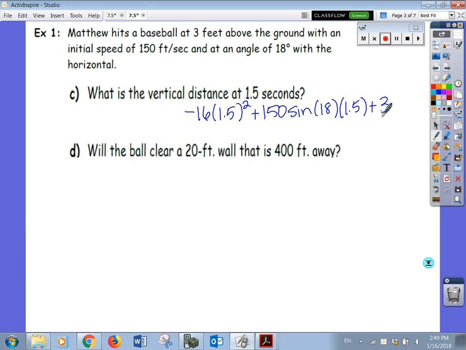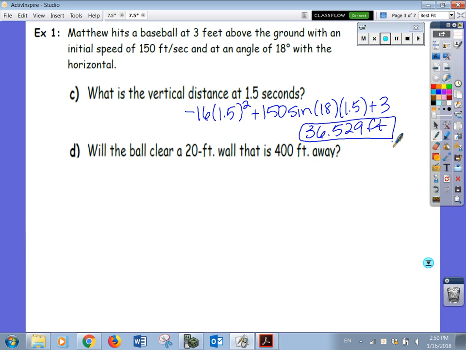You could put it into y equals, go to your table, put it into y equals, do your ask function if you know how to use that, or just plug it into a blank screen. You can store x as 1.5 and type in an x instead of a 1.5. Lots of different ways to do that. And when you do that, you should get 36.529. And again, if you want to be more specific, feet up.